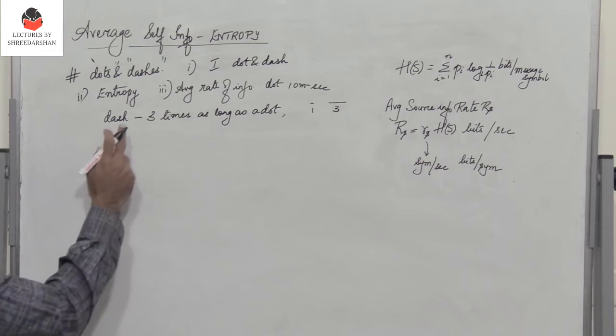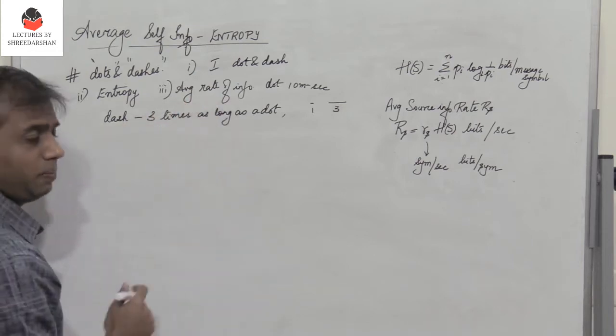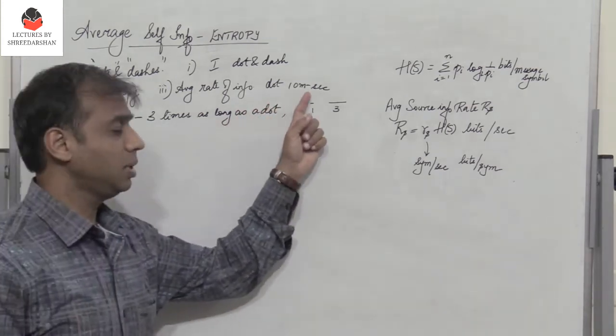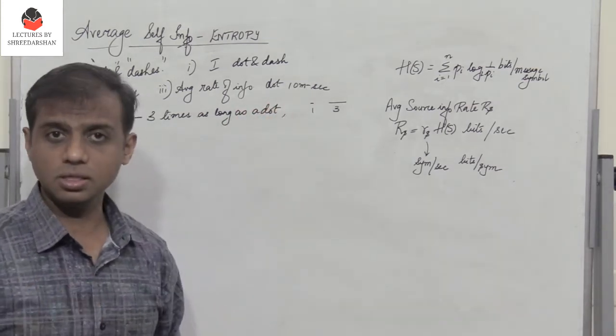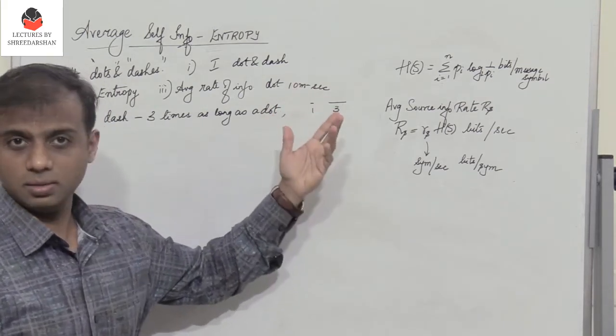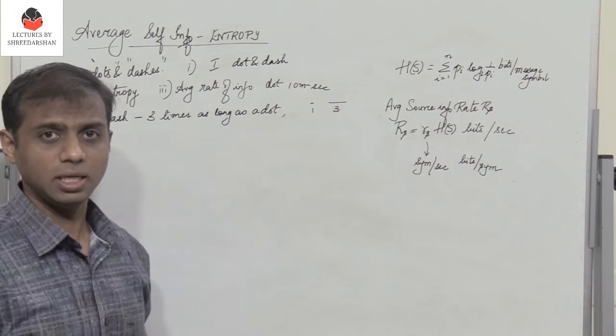So now what about the third part? Find the average rate of information if the dot is 10 milliseconds. So the duration of the dot is 10 milliseconds. Sometimes in the examination, this duration may vary. It can be 1 millisecond, it can be 100 milliseconds. So here we'll do it for 10 milliseconds.